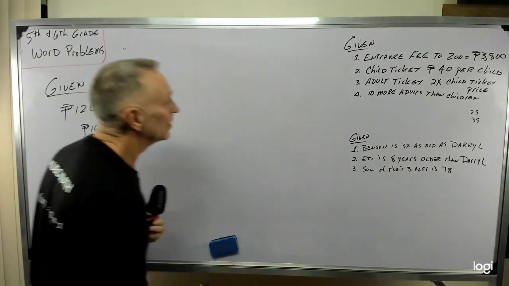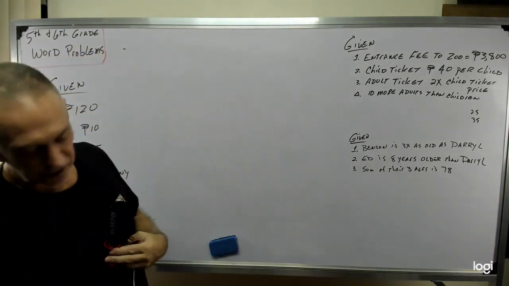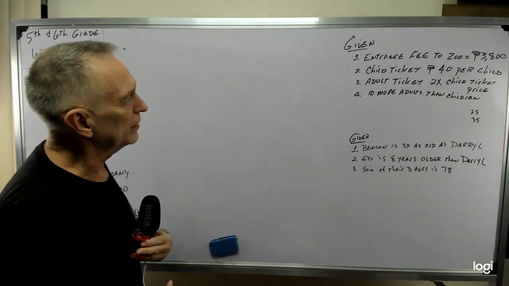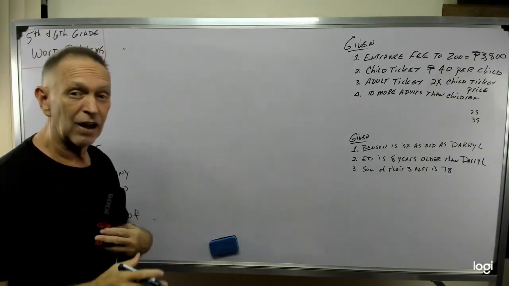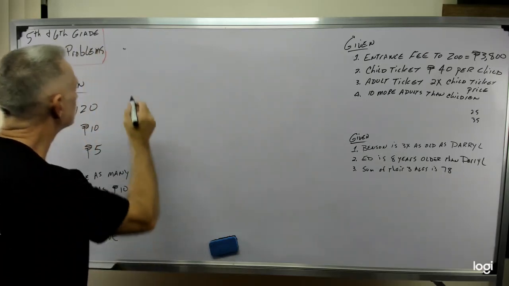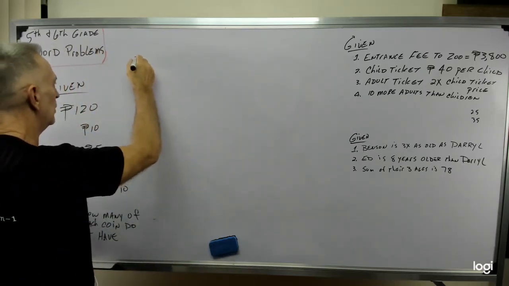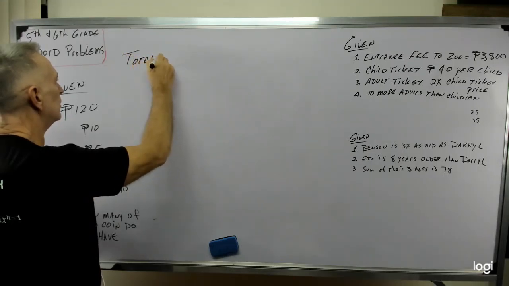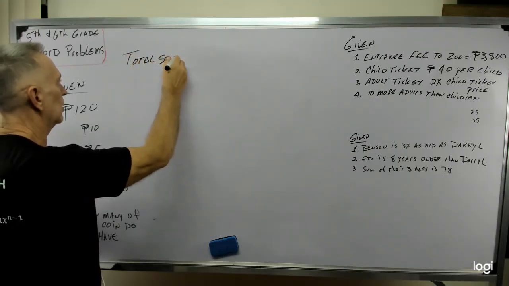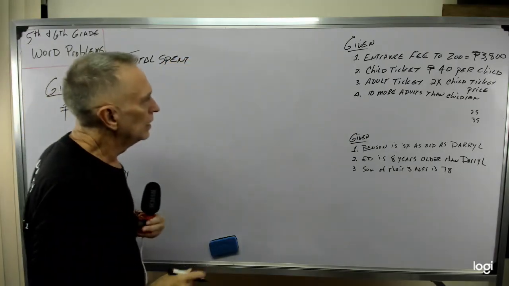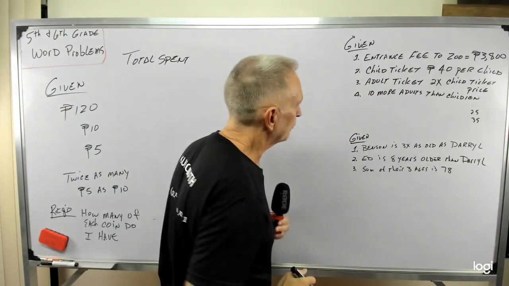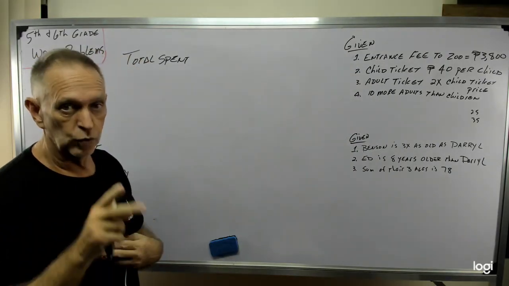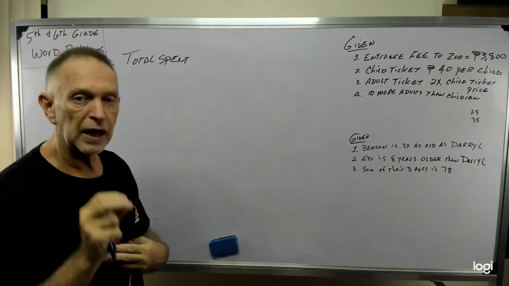Okay. Here's the problem over here. It's a little bit small. Sorry for that. The entrance fee to the zoo was 3,800 pesos. Okay, so again, we looked at the total money, total spent, we'll call it. The child ticket was 40 pesos per child. The adult ticket was 2 times the child's price.